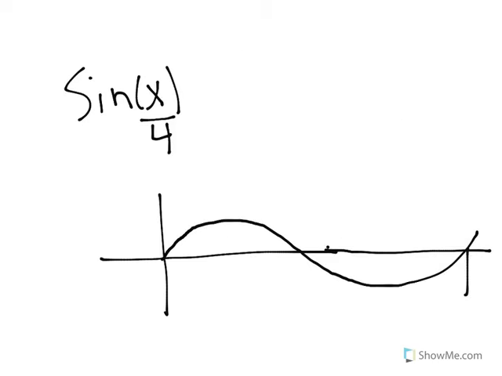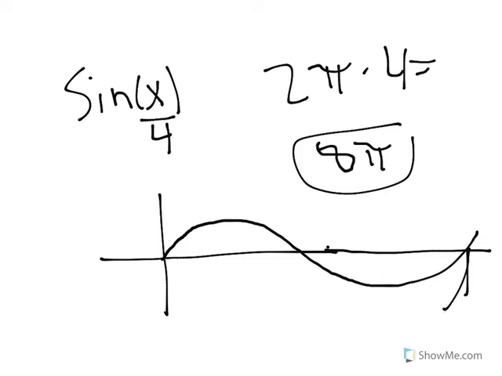Okay. Now we're going to look at when you divide by 4. As you can see, it stretches the graph out. So if the normal sine graph has a period of 2 pi, you instead multiply that by 4, and now it has a period of 8 pi. So this is equal to the point 8 pi.